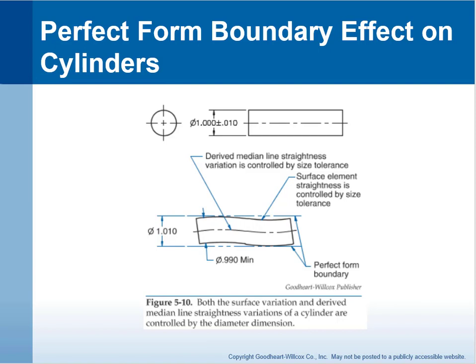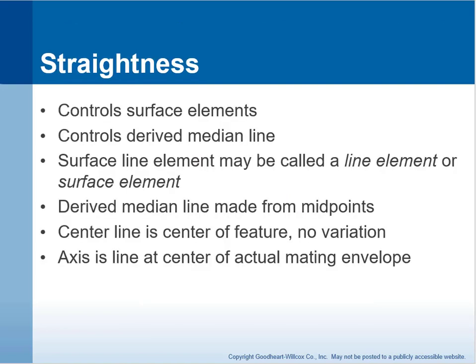Okay, so let's talk about straightness. We'll talk a lot about straightness because it sets up all of the other form tolerances. Straightness controls surface elements. It controls a derived median line. Surface line elements may be called a line element or a surface element. Derived median lines come from midpoints. We're going to talk about that in a second. And the center line is from the center of the feature. There is no variation to a center line.